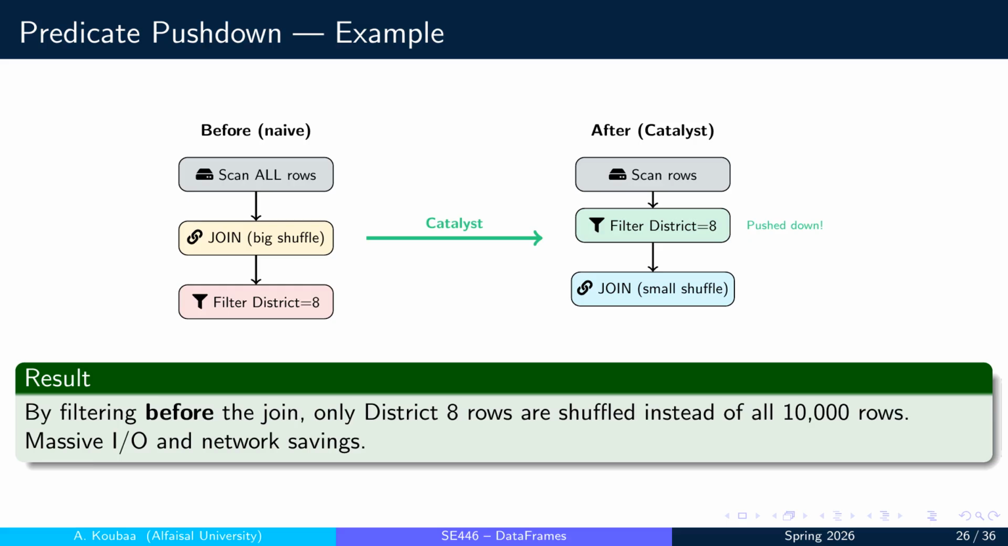Let's visualize exactly how predicate pushdown works with a concrete example. On the left, we see the naive, unoptimized plan.